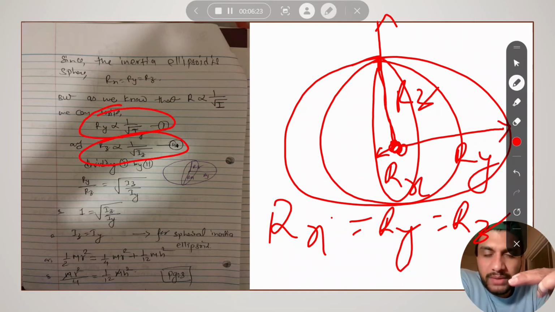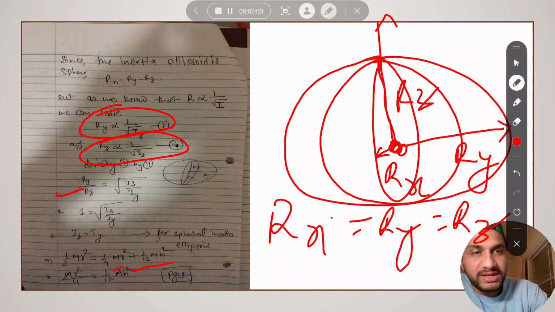If you divide equation 1 by 2, that proportionality sign gets changed into the equality sign. Since Ry and Rz are equal in this step, you can just follow simple mathematics. You will get Iz equal to Iy. Then just substitute Iz and Iy. Here Iz is the moment of inertia about the z-axis, which is half of mr square. Iy is the moment of inertia about the y-axis, which is also equal to the moment of inertia about the x-axis, which is 1/4 of mr square plus 1/12 of mh square, where h is the height of the cylinder, m is the mass of the cylinder, and r is the radius of the cylinder.